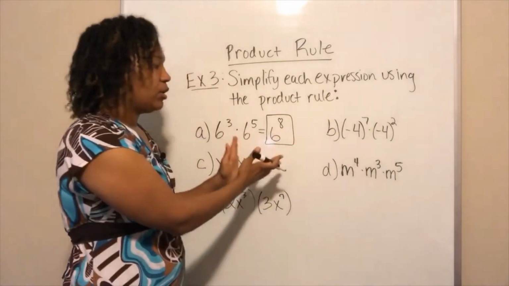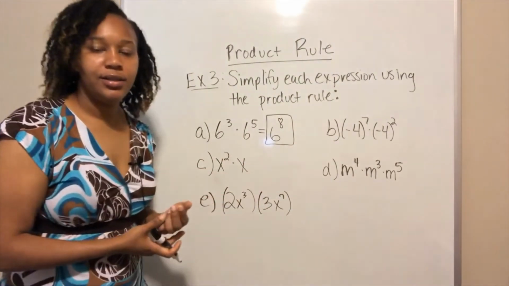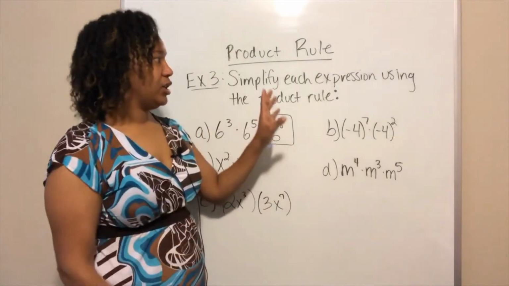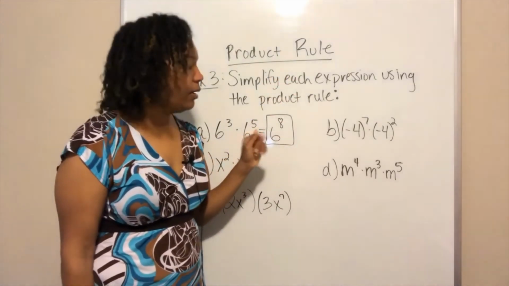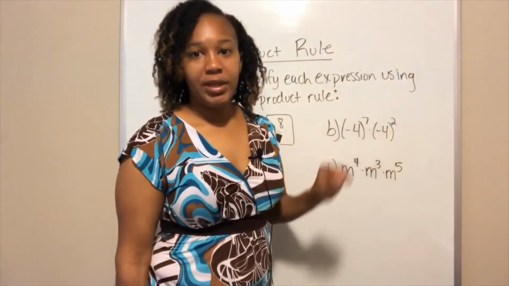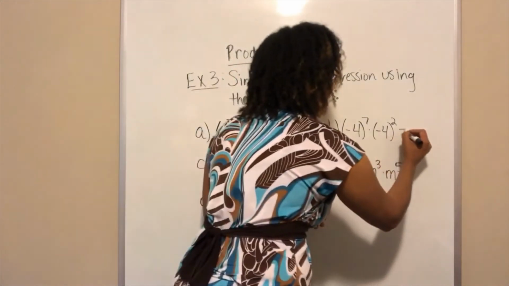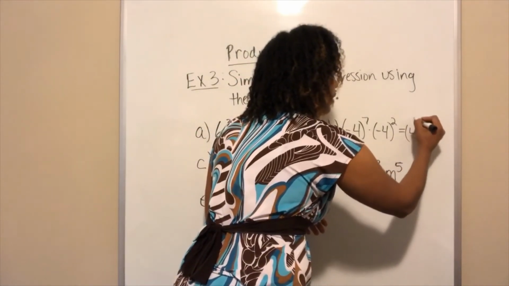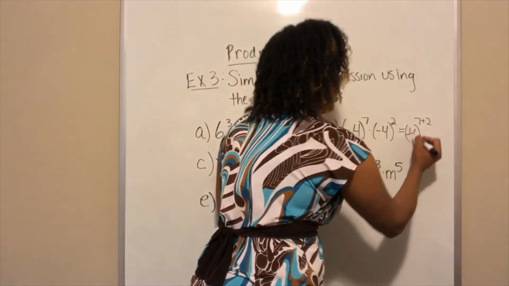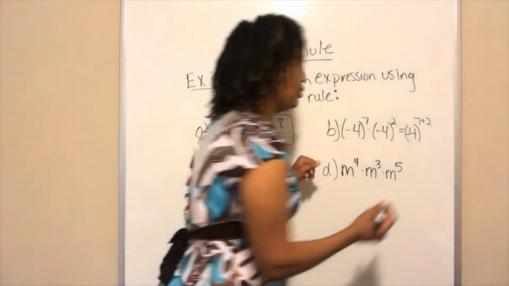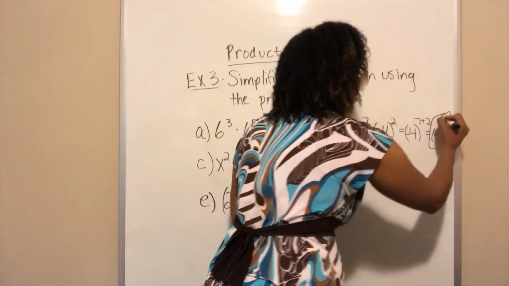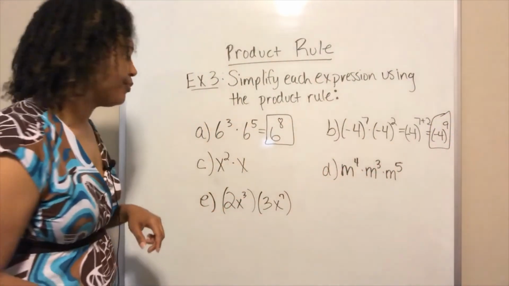For this problem, it only wants us to stop there, but you can actually calculate 6 to the 8th by multiplying 6 8 times and see what you get. But this just wants us to practice actually using the product rule, okay? For part B, we have -4 to the 7 times -4 to the 2nd. The bases are the same, so we can combine them by adding the exponents. So if you want to write it out, -4 to the 7 plus 2, which is -4 to the 9th power. So that would be our solution, -4 to the 9th power.